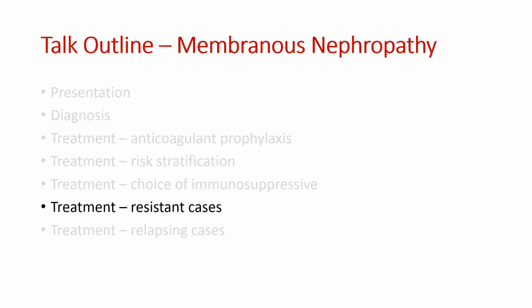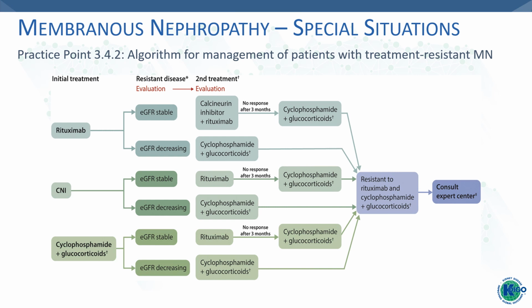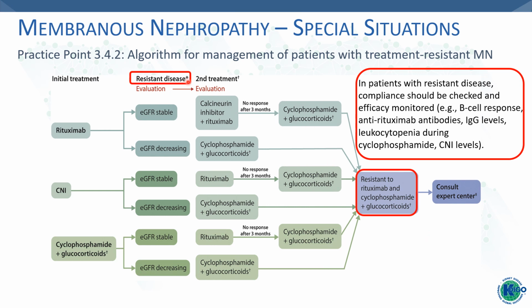What about resistant cases? There is a large network of drugs in this algorithm. Whatever you started with, you have to re-evaluate whether your patient has stable EGFR or not. Then you have to select from this network, designed by KDIGO guidelines, the second-line treatment after resistance to the first. But I want to say, to consider the patient resistant, you have to check compliance and efficacy monitoring. For example, if you are using rituximab, you can check B-cell response and anti-rituximab antibodies. You can also check IgG levels, leukopenia for cyclophosphamide, and the trough level for the calcineurin inhibitor.